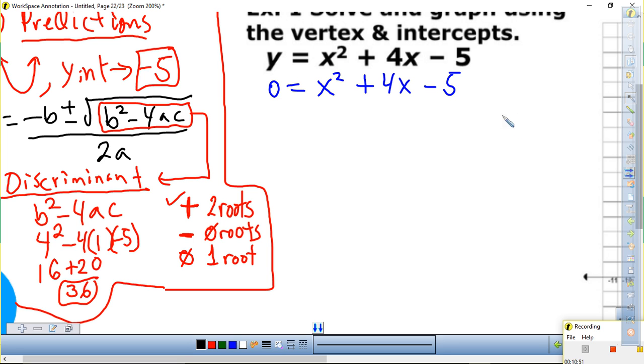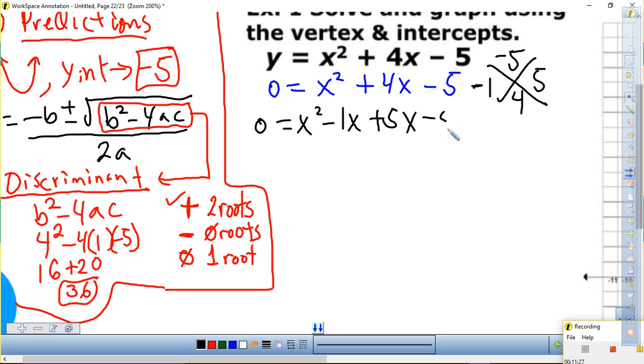Oh, sorry. That's right. Factor. So what do I do? The x. Okay, so the only factors of 5 are 1 and 5, but one of them has to be negative. Negative 1. That is correct. So let's rewrite this. We got 0 equals x squared minus 1x plus 5x minus 5.